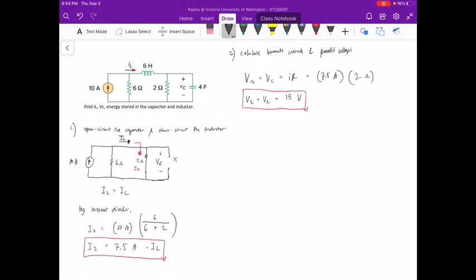Then to solve for the power, calculate energy.